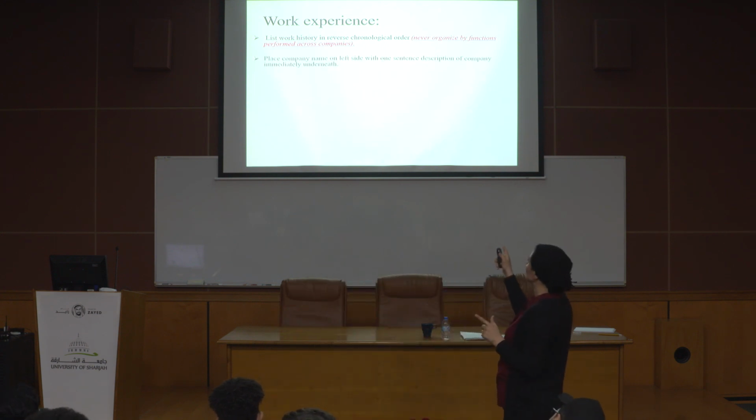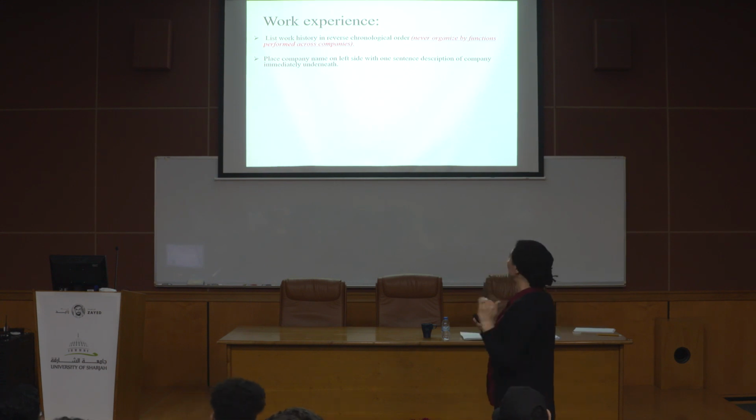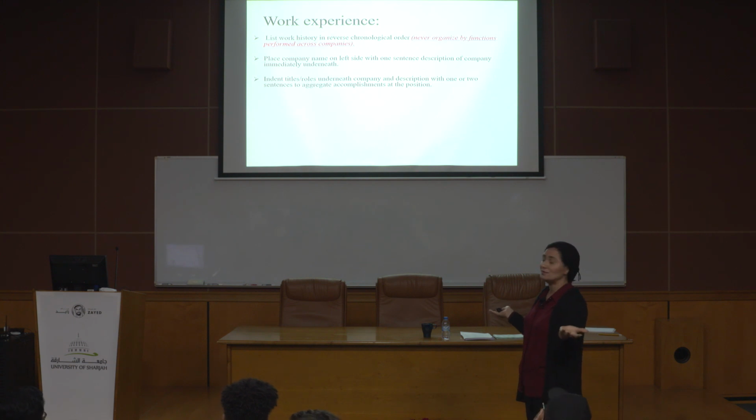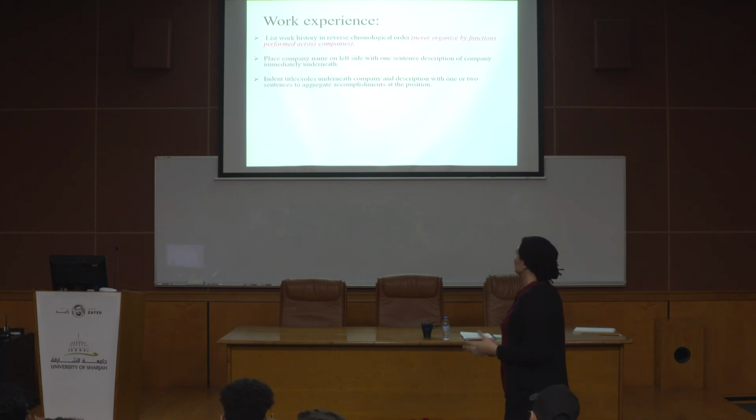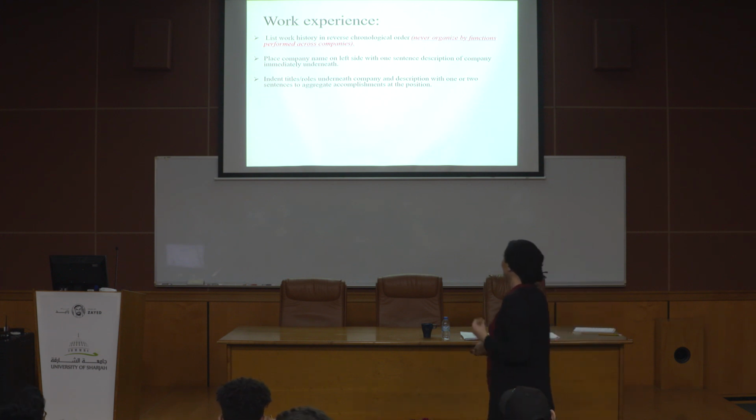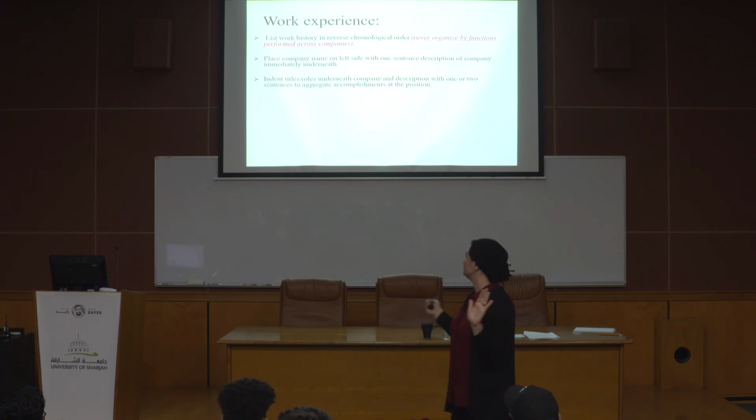Now, list work history in reverse chronological order, never organized by functions performed across companies. Number 1, we go by date: latest, then the oldest one. Then place the company name on the left side with a one-sentence description of the company immediately underneath to tell people what the activity of this company is. Indent titles, roles underneath company and description, with 1 or 2 sentences to highlight accomplishments at the position. You give your title in this place and a few sentences to tell your achievements, not job description.